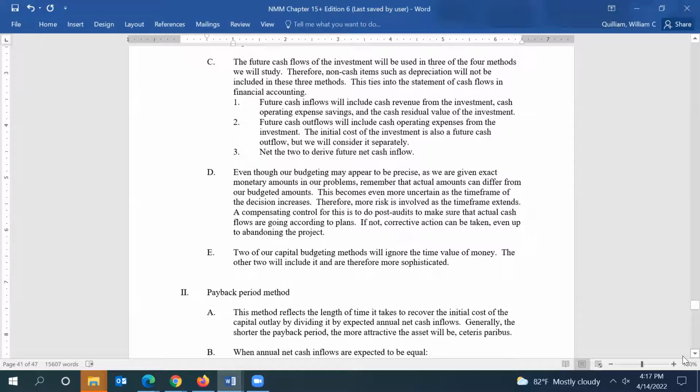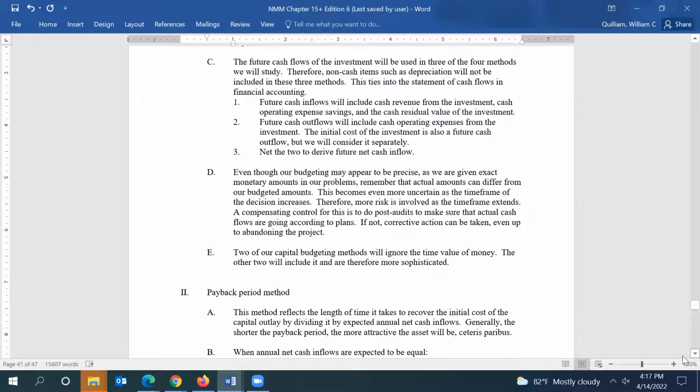Again, we want that to be positive, not negative. Negative, we definitely will not invest in this investment, whatever it may be. Positive, we want it as big as possible. We want as much cash as possible in the future. As much net cash inflow as possible.